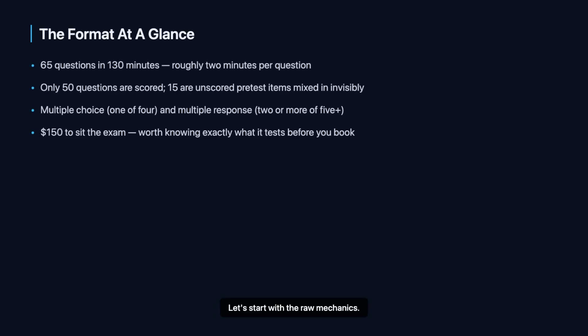Let's start with the raw mechanics. You get 65 scenarios in 130 minutes, which works out to about 2 minutes per question. That's your pacing budget. Now here's a detail that matters more than it looks. Only 50 of those questions actually count toward your score. The other 15 are unscored pretest items that Amazon Web Services is trialing, and they're mixed in invisibly. Questions come in 2 shapes: multiple choice with 1 correct answer of 4, and multiple response where you pick 2 or more from 5 or more. And it costs $150 to sit, which is a solid reason to know exactly what it measures before you book.